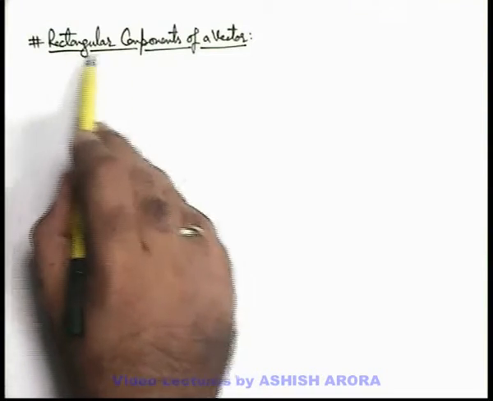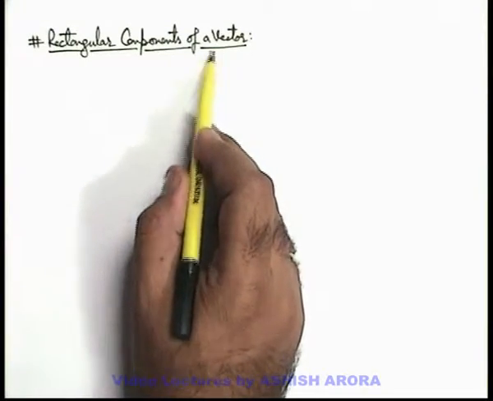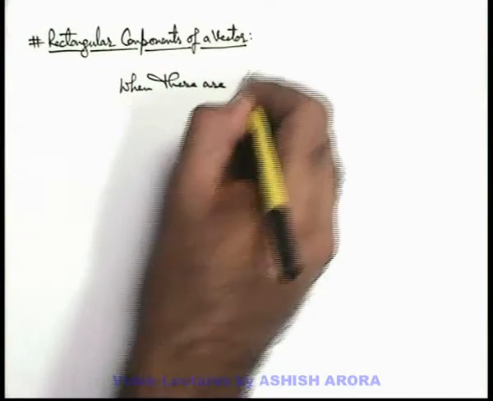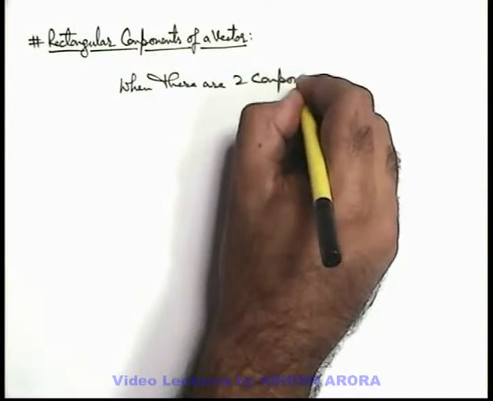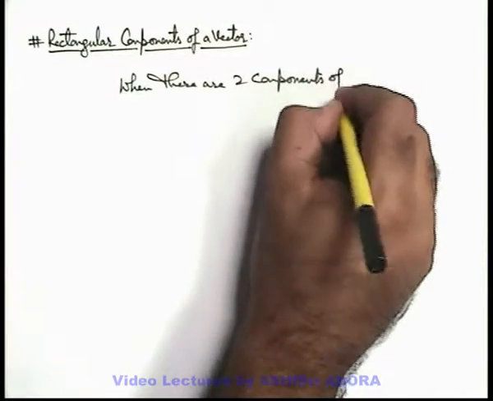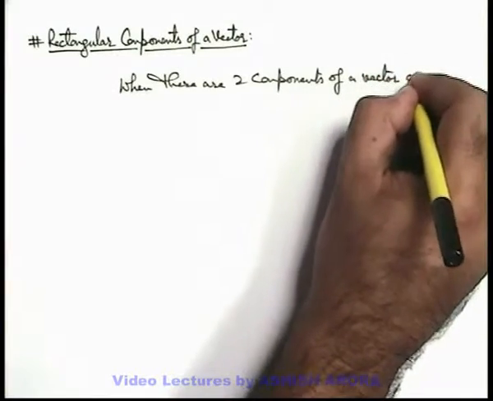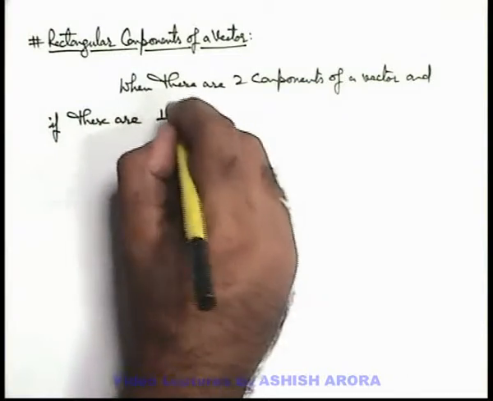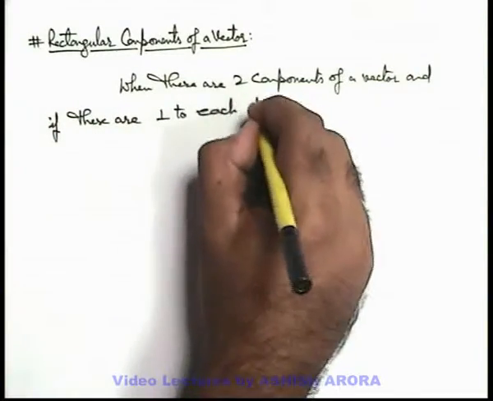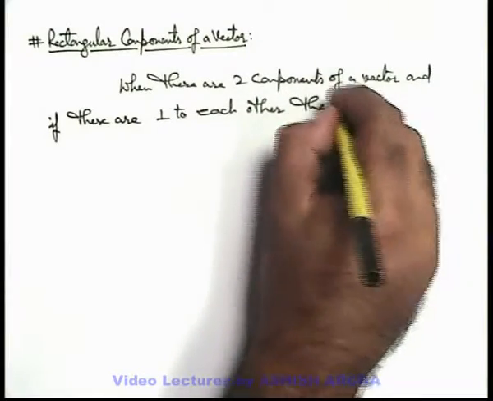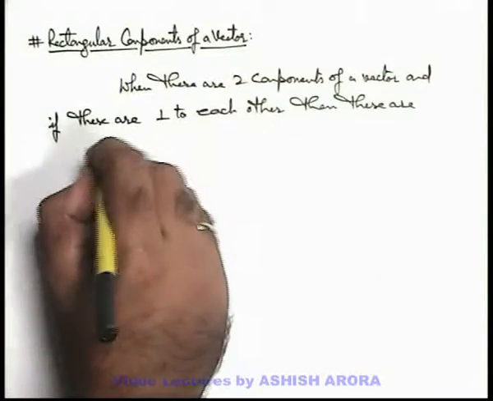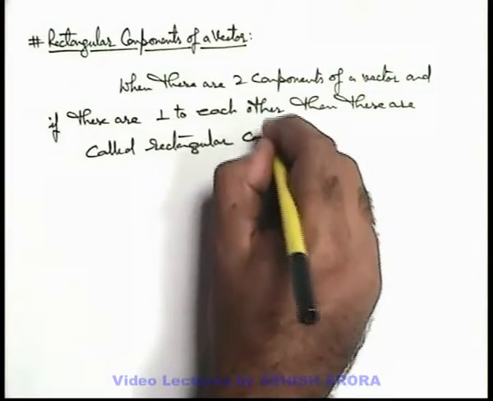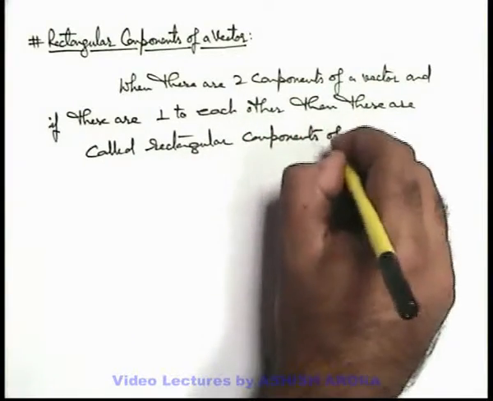Now we'll talk about rectangular components of a vector. We just write down: when there are two components of a vector, and if these are perpendicular to each other, then these are called rectangular components of the vector.